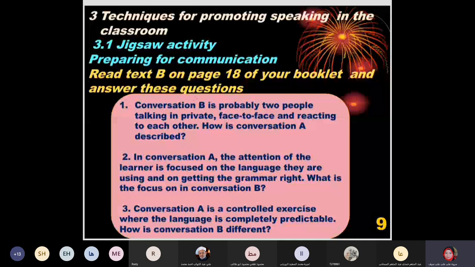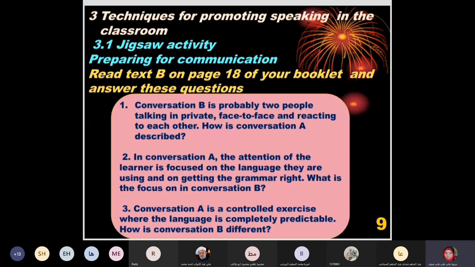What about the second question? In conversation A, the attention of the learner is focused on the language they are using and on getting the grammar right. What is the focus on in conversation B? Conversation A sheds light only on the language and the grammar, but what's the focus in conversation B?